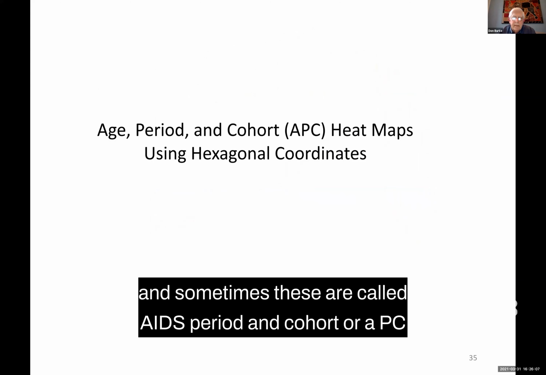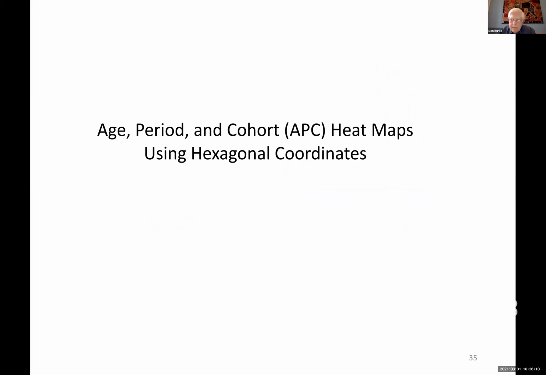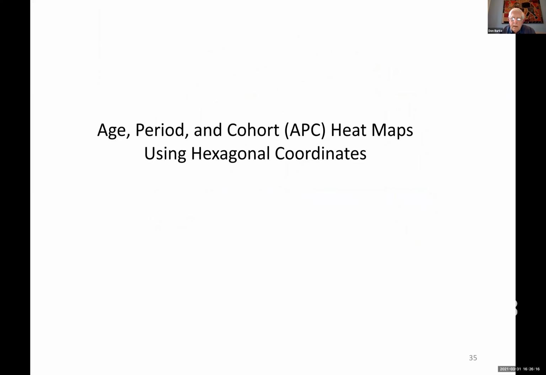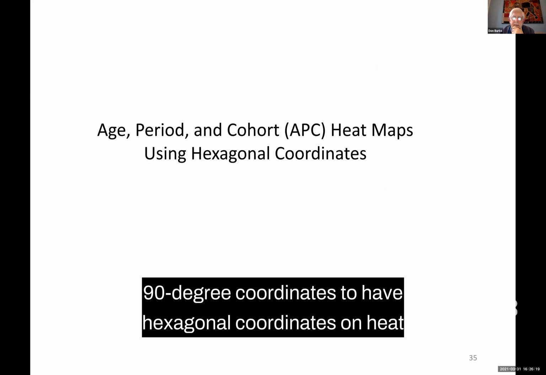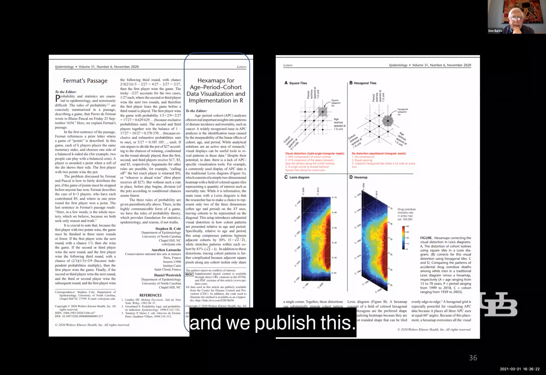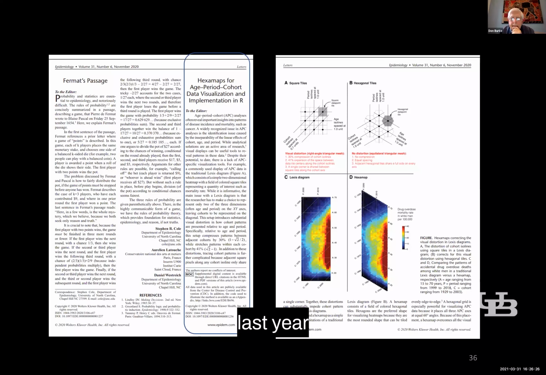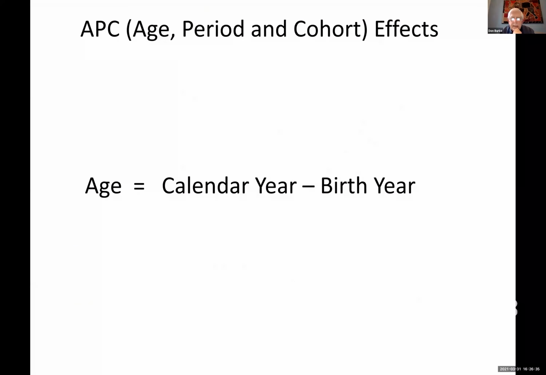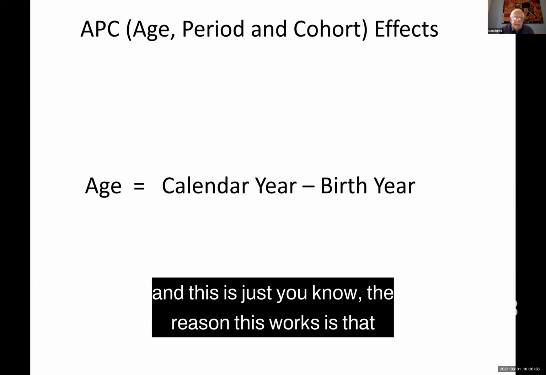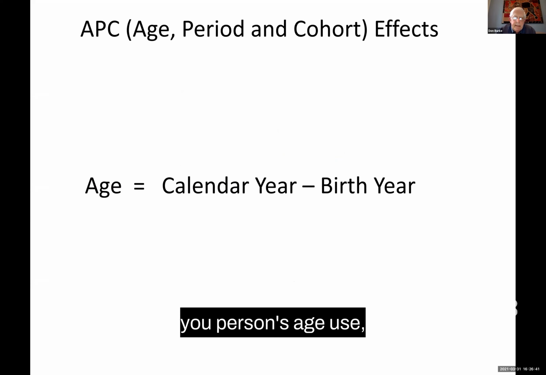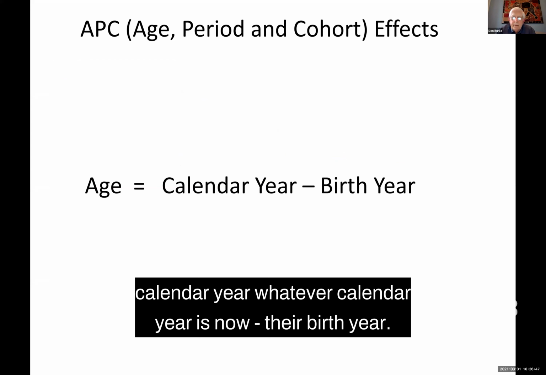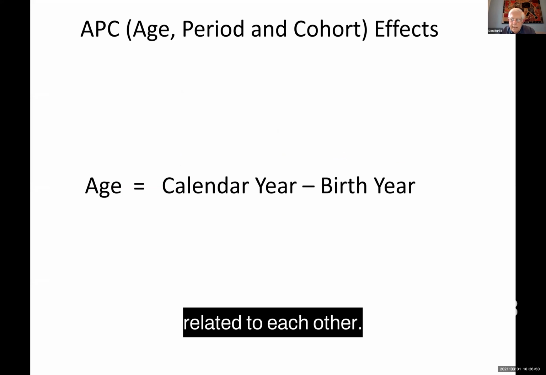Sometimes these are called age, period, and cohort, or APC data. And so we decided to come up with a system where, instead of the usual 90-degree coordinates, we have hexagonal coordinates on heat maps. We published this in Epidemiology last year, and I'll walk you through this a little bit. It's a nifty way of visualizing data by year, by birth cohort, and by age. The reason this works is that a person's age is, of course, the calendar year, whatever calendar year it is now, minus their birth year. So these are all related to each other.